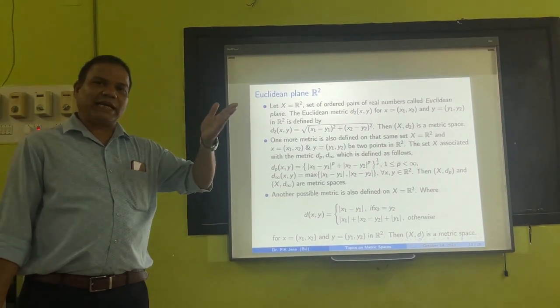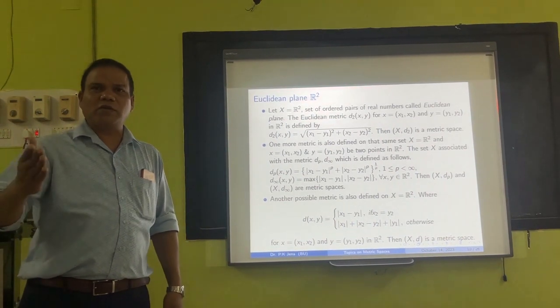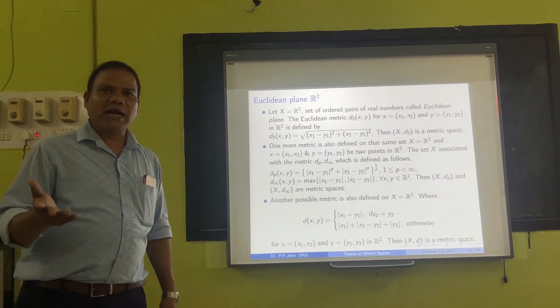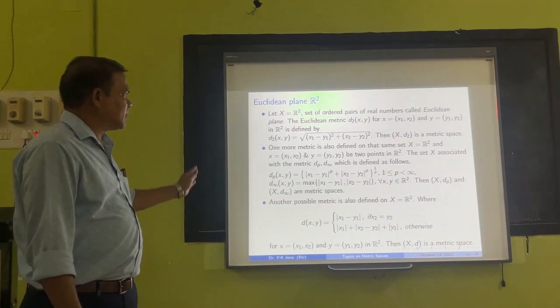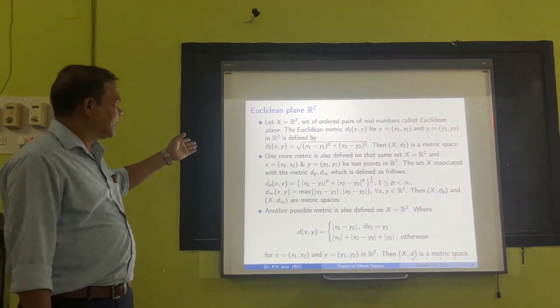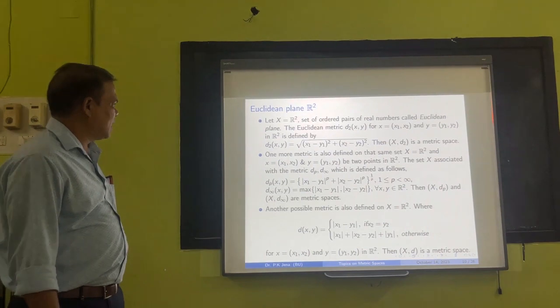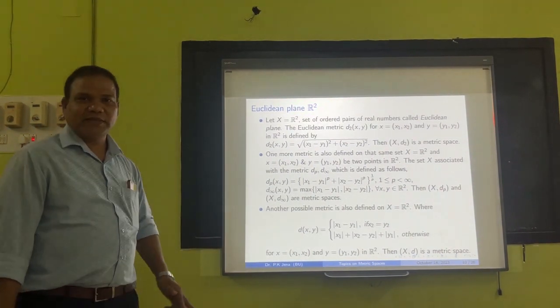You have to check the four properties: d of (x, y) greater than or equal to 0; d of (x, y) is equal to 0 if and only if x equals y; is d of (x, y) equal to d of (y, x) or not; and the last one is the triangle inequality. Since it is satisfying all four properties, we are telling this is a metric on R square. Similarly, one more metric we can define on R square. We are telling it as a dp metric.